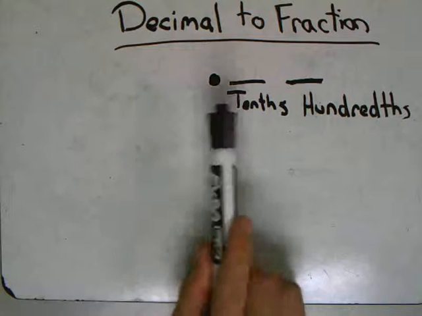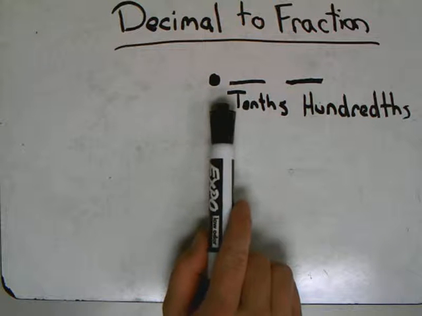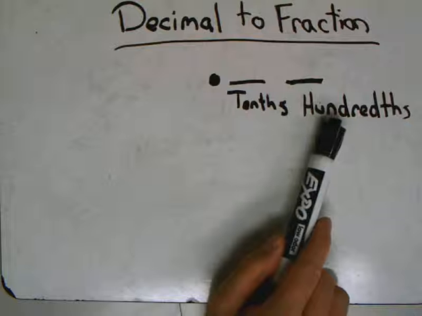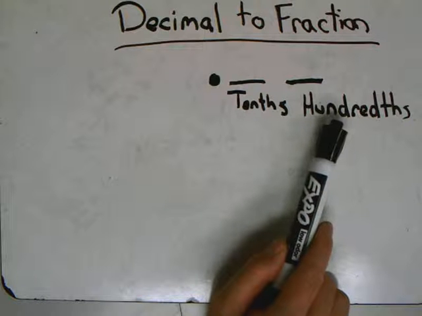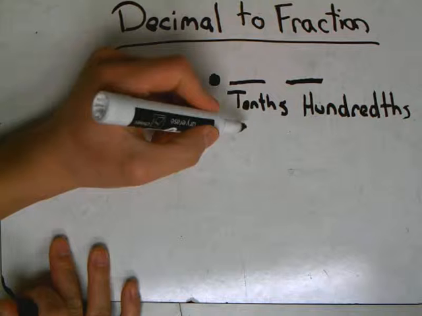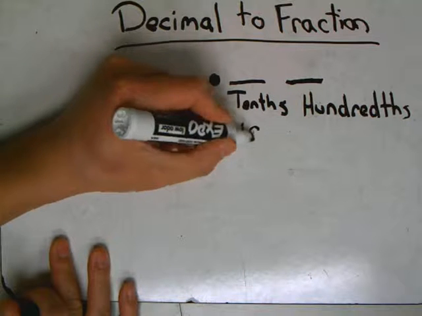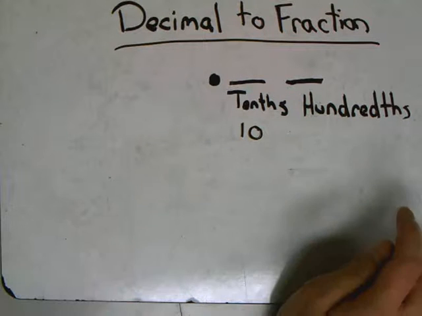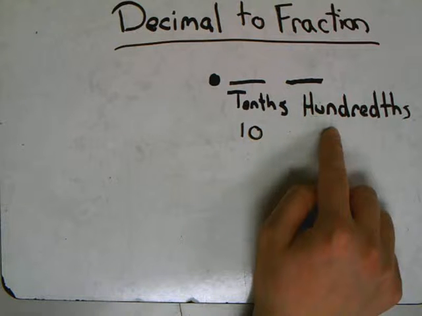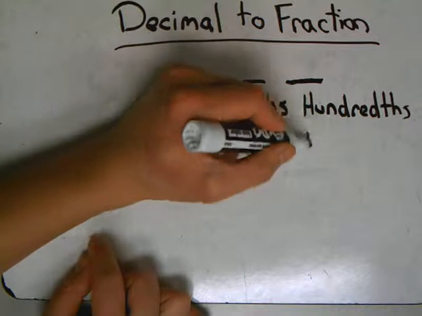So when you're working with decimals, you have to think back to the place values that go to the right of your decimal. Now, the place value that's to the immediate right is called the tenths place. We also write the tenths like this. And the place value that goes next to the tenths place is called the hundredths place. And we can write that like this.